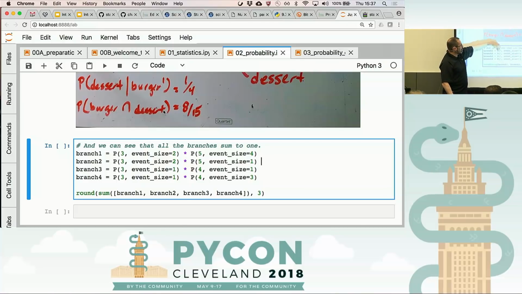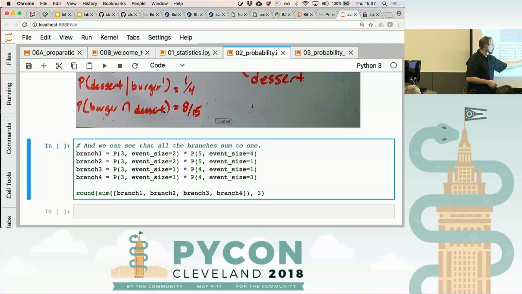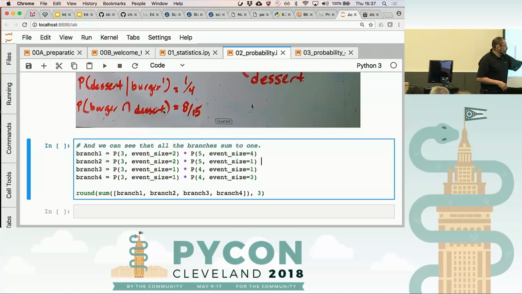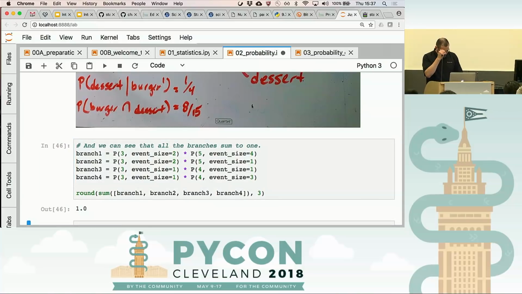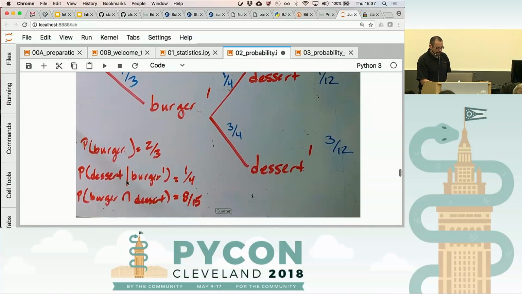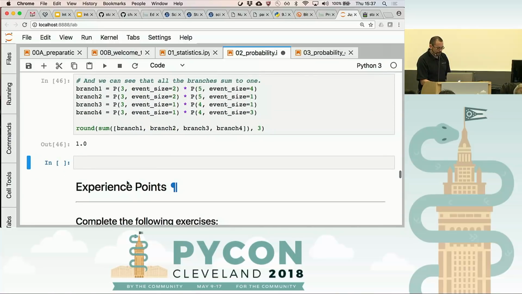Here, I pulled all the values off that chart and I started to drop them in here. For branch 1, the probability of burger, not burger, was 2 out of 3. So 2 out of 3, 1 out of 3. Probability of dessert, not dessert, 4 out of 5, 1 out of 5, 1 out of 4, 3 out of 4. And if I add up all of these, it should turn out to be 1. And sure enough, it does. All right. So I have a reasonable level of confidence that my numbers came out the way we expected.